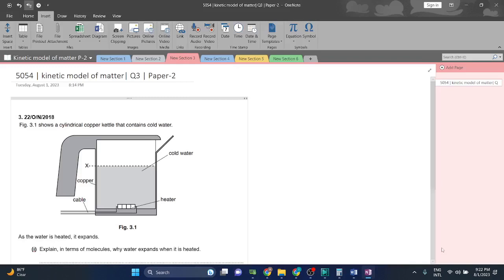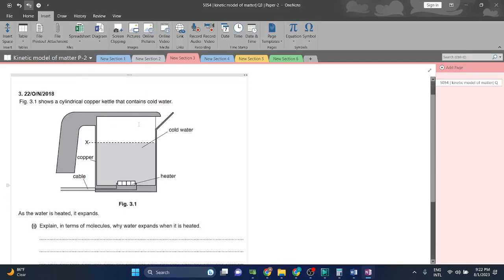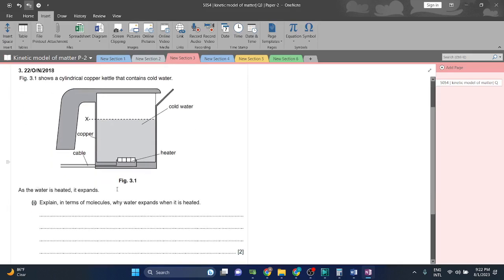Let's start question 3. Figure 3.1 shows a cylindrical copper kettle that contains cold water. As the water is heated, it expands. Explain in terms of molecules why water expands when it is heated.